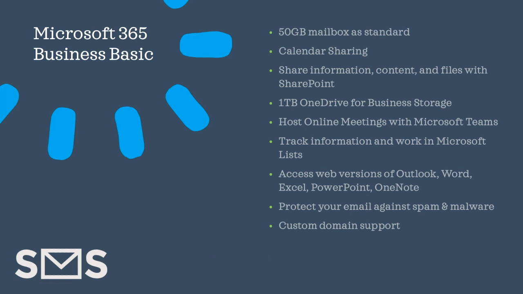The initial plan is 365 Business Basic, and this is the basic plan that comes with benefits like a 50 gig mailbox. You have things like calendar sharing. You can have SharePoint where you collaborate on documents with your staff. You can create shares on there that you only share with certain departments. You can have department shares in there that are restricted to only those departments.